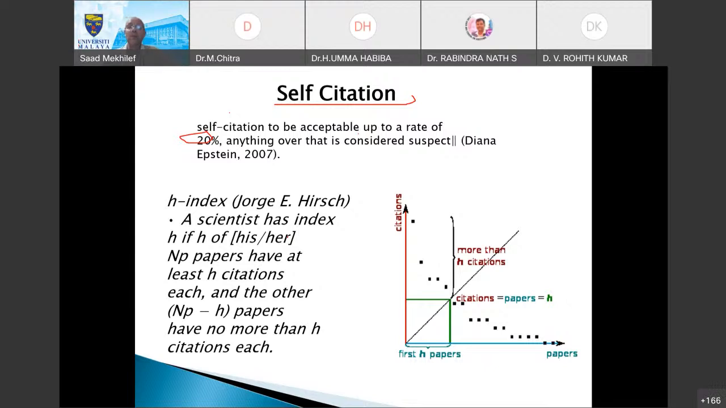But for me, even that is too much. You should always try to keep it below 10%. When I see 20%, it triggers the red flag. The red flag means all the databases will highlight that this author has self-citation. But as I say, my advice is to always keep it below 10%. Try not to over-cite yourself. Okay, this is for authors.